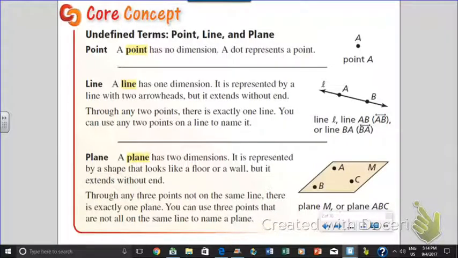Through any 3 points not on the same line, there's exactly one plane. You can use 3 points that are not all on the same line to name the plane. So any 3 points inside of a plane can name it. You can also use the general name, so plane M, plane ABC. You could name it plane BAC, CBA, as long as you have 3 letters in the plane that are points represented.